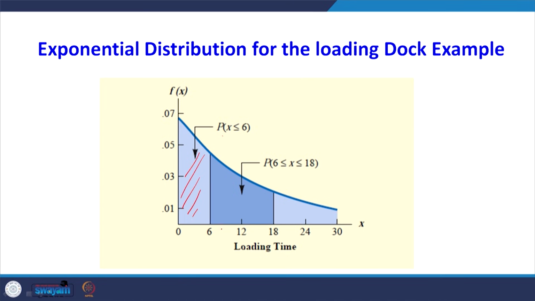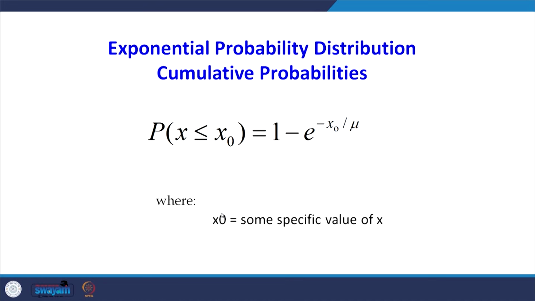The probability of loading time between 6 and 18 is this one. This shaded portion represents the probability that the loading time is between 6 and 18. Because in many applications of the exponential distribution, we will use the cumulative probability density function.